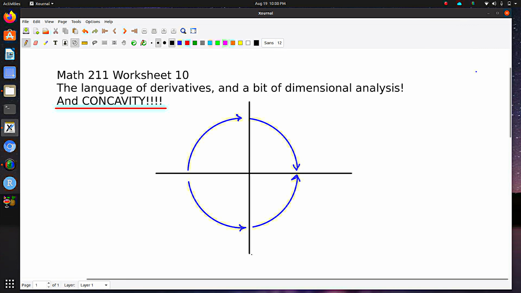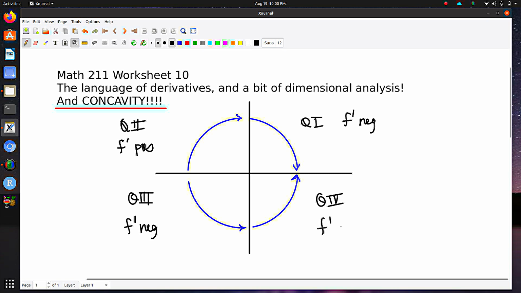And so in quadrant 1 is an example where I'm decreasing, so f prime is negative, and quadrant 2 is increasing, so f prime is positive. Quadrant 3, f prime is negative because I'm decreasing. Quadrant 4, f prime is positive. So that's just talking about the first derivative. Now we're going to say what's happening with the second derivative.